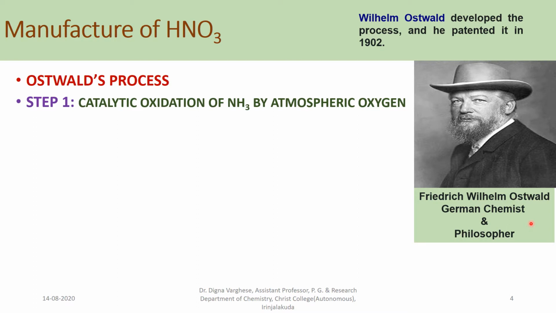Ostwald process involves several steps. Step 1. The catalytic oxidation of ammonia by atmospheric oxygen. That is, a mixture of ammonia and air in the ratio 1:8 by volume under a pressure of about 9 atmospheres is passed through a steel or aluminum catalyst chamber containing either platinum or rhodium, platinum-rhodium, at 800 degrees Celsius to get nitric oxide.